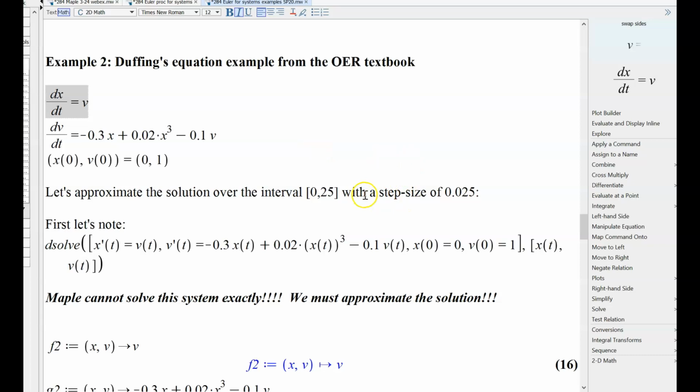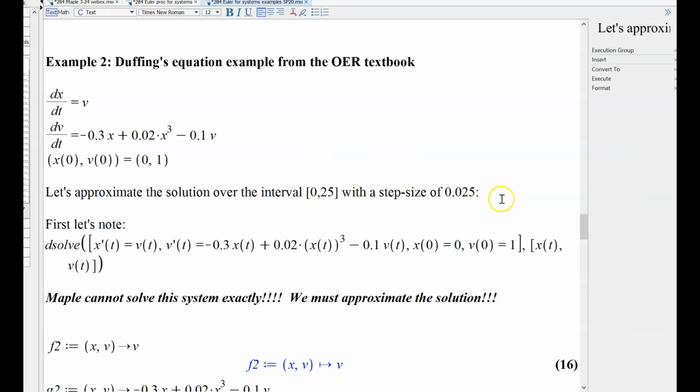I'm going to approximate over the interval from 0 to 25, and the step size we're going to use here is 0.025. This system is quite sensitive to changes in the step size and changes in the initial condition, as we'll see shortly.